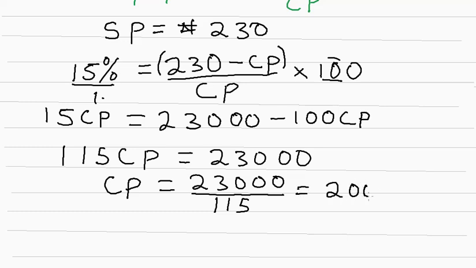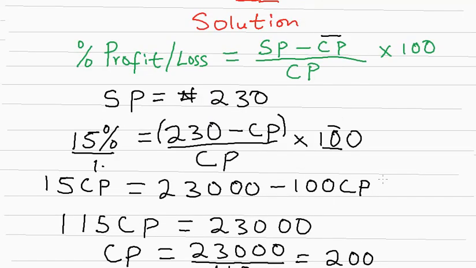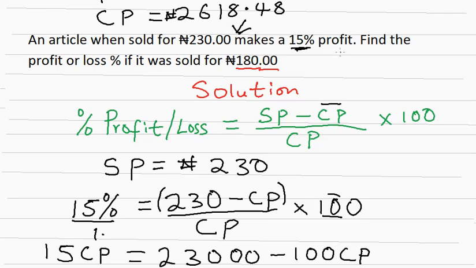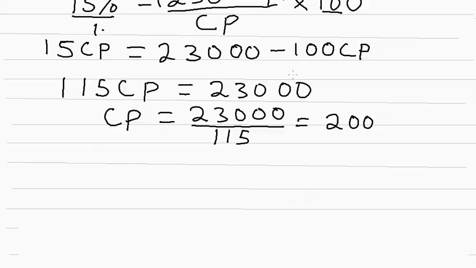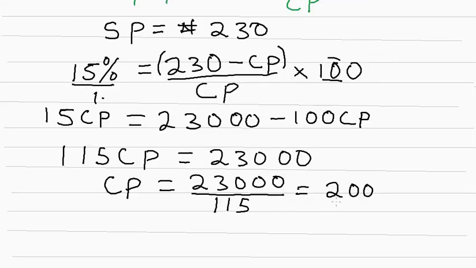So now we've gotten the cost price, it will help us to evaluate the percentage profit or loss. So let's see, is it going to be profit or loss? It was sold for 180, and the cost price we calculated is 200, so that's going to be a loss. So in this case, what we are calculating is percentage loss.